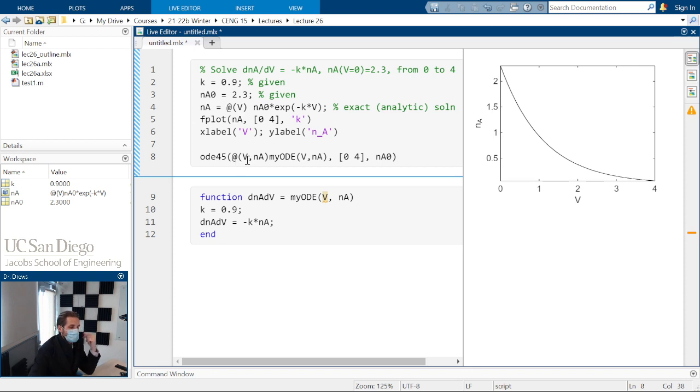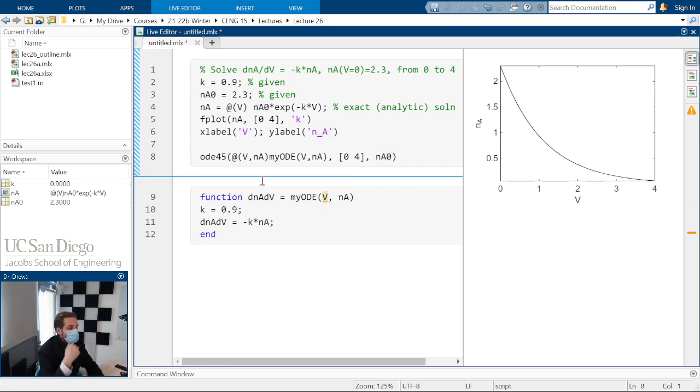It's important to keep in mind that this is not a guess. NA0 is not a guess like it was for fzero or for fsolve. We know the value of the function at that particular point in the independent variable's range. It's not a guess. There is no guessing involved in ODE45. Everyone will come up with the same answer regardless, because there's no option for guessing in here.